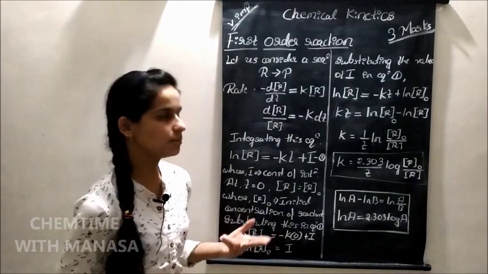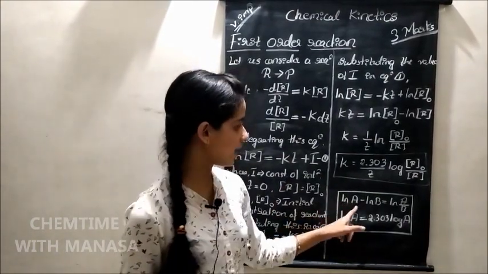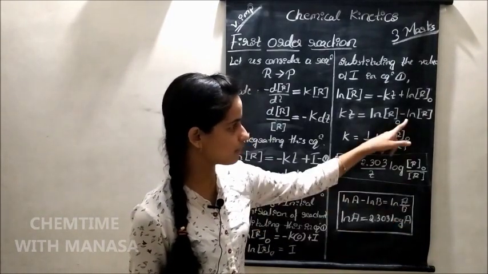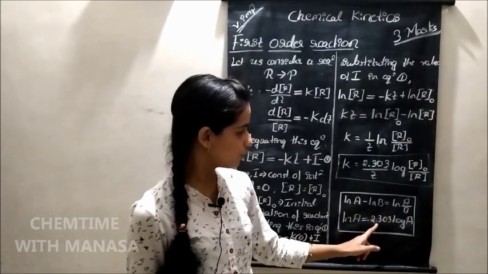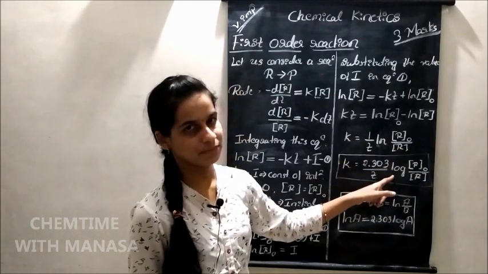Here you have to remember two formulas or two basic concepts, that is ln A minus ln B is equal to ln A by B, which is applied in this step, and ln A is equal to 2.303 into log A, which is applied in this step.